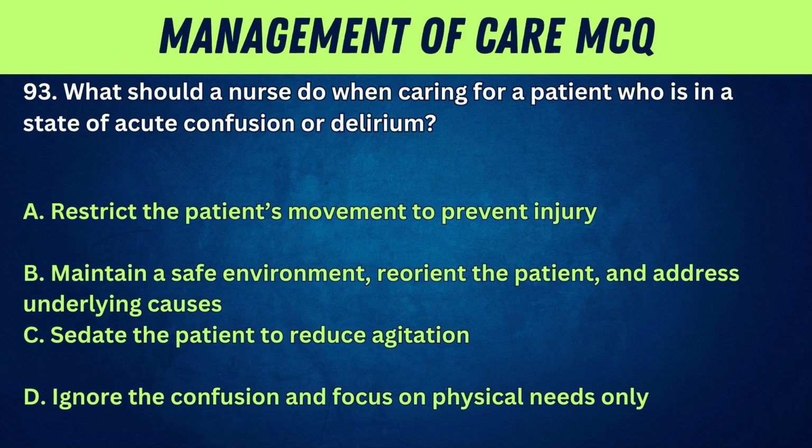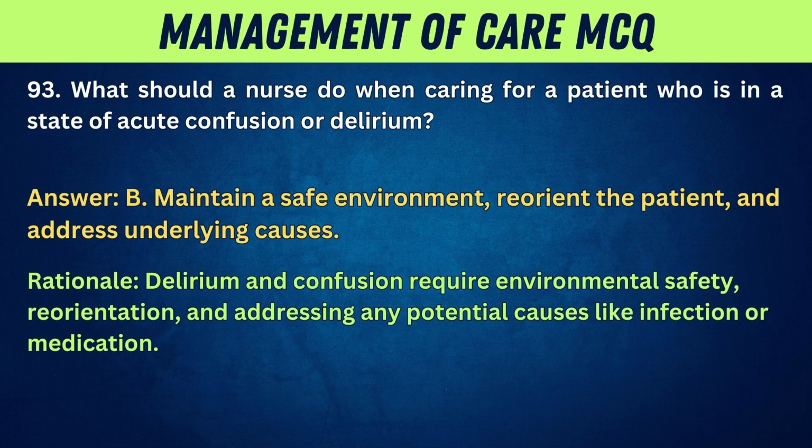93. What should a nurse do when caring for a patient who is in a state of acute confusion or delirium? A. Restrict the patient's movement to prevent injury. B. Maintain a safe environment, reorient the patient, and address underlying causes. C. Sedate the patient to reduce agitation. D. Ignore the confusion and focus on physical needs only. Answer. B. Maintain a safe environment, reorient the patient, and address underlying causes.